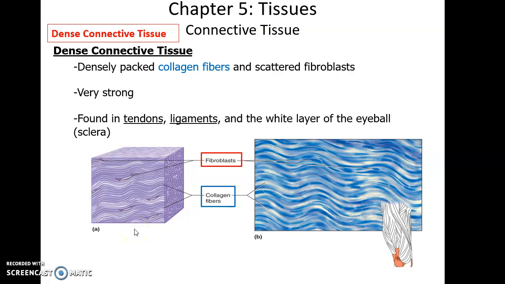And the fibroblasts are there, of course, to produce more collagen fibers. Dense connective tissue is extremely strong, extremely good at resisting pulling forces. And so it's found in tendons and ligaments and also the white layer of the eyeball.